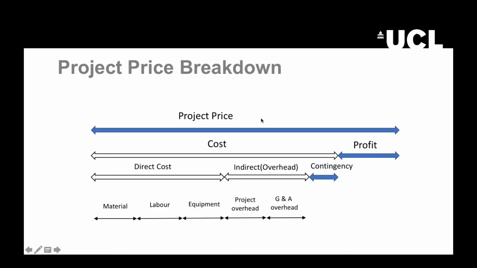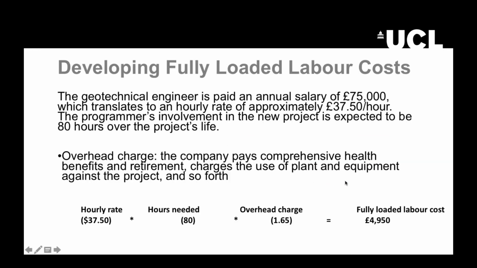Here you can see graphically how we can explain the project price at different levels. First, we will distinguish between the cost and, obviously, the profit that the company must earn. For the cost, we can differentiate between a direct cost that will include the material, labor, and equipment, and the indirect or overhead costs, which are the general and administrative overhead and the project overhead. And then we should add some costs for contingency plans.